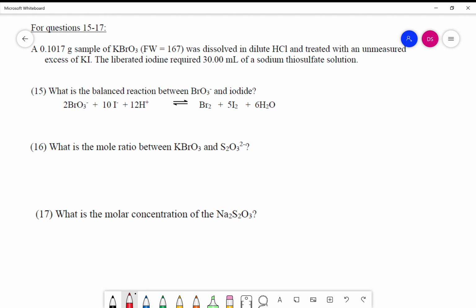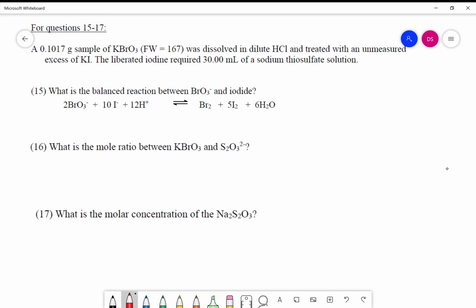Let's do question 15. A 0.1017 gram sample of KBrO3 was dissolved in dilute HCl and treated with an unmeasured amount of excess KI. And then the liberated iodine required 30 mL of sodium thiosulfate solution. First question, what is the balanced reaction between BrO3 minus and iodide? I don't think I'm going to explain how to balance because you can do that very quickly.